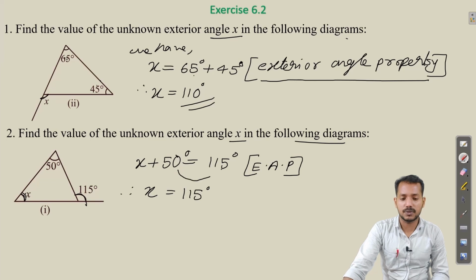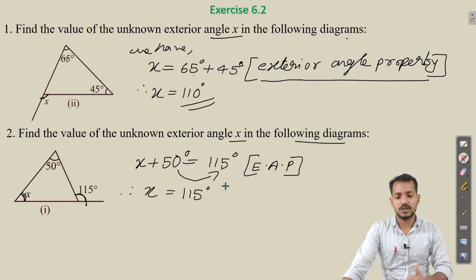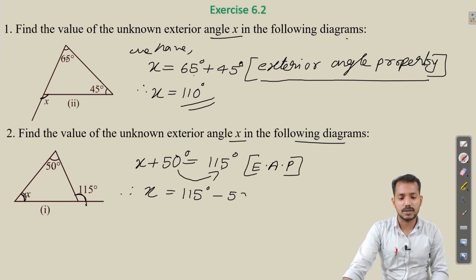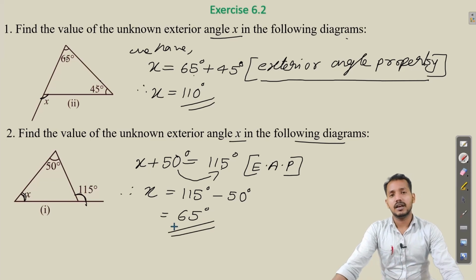Therefore, x is equal to 115, transposing this plus 50 to the RHS, it becomes minus 50. 115 minus 50 is equal to 65 degrees. This is the value of x.